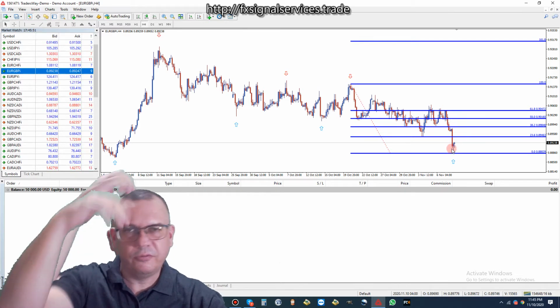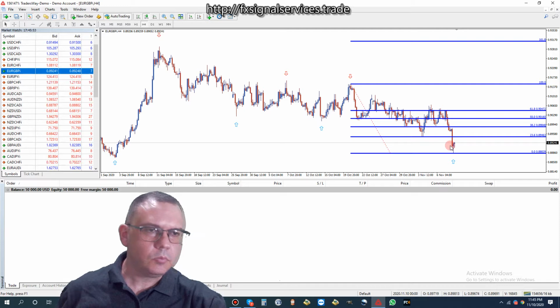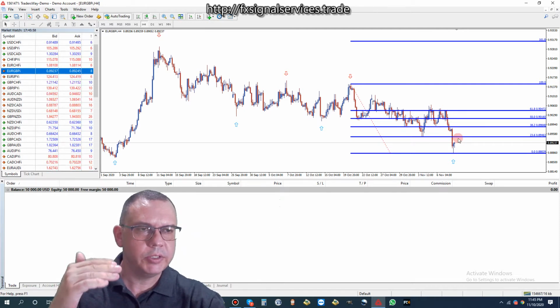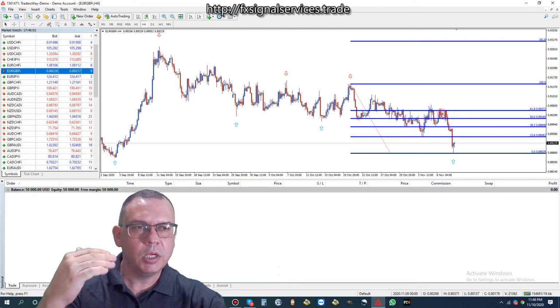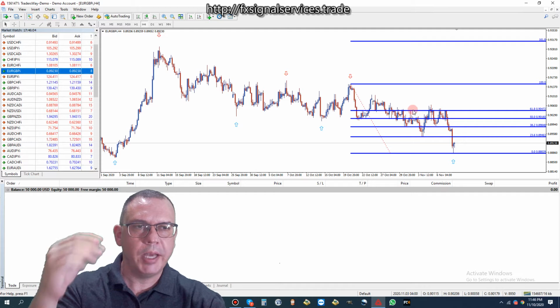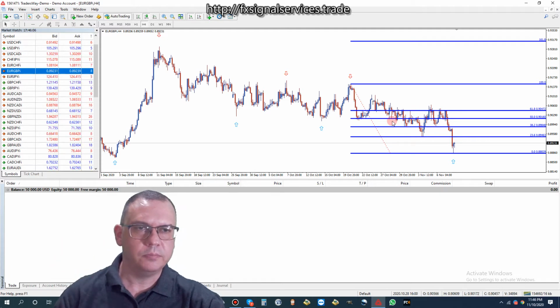Now what we're looking for in addition is we're looking for all the different levels here. We have a 23.6 level, we have a 38.2, 50, and 61.8 level. We're looking for all these levels to also match up with other wicks of candles, okay?